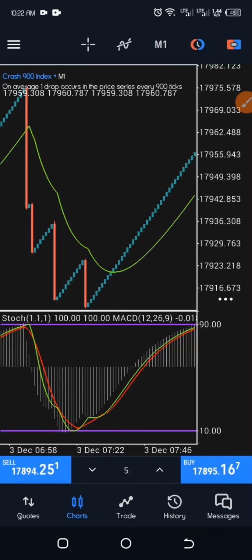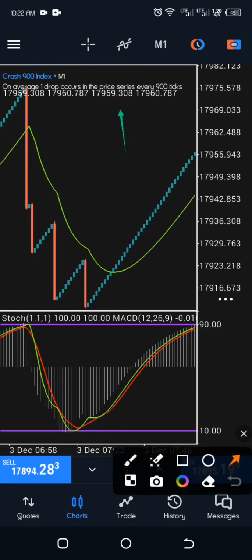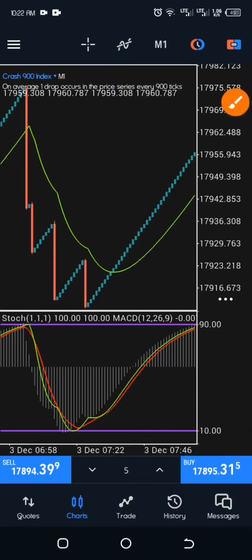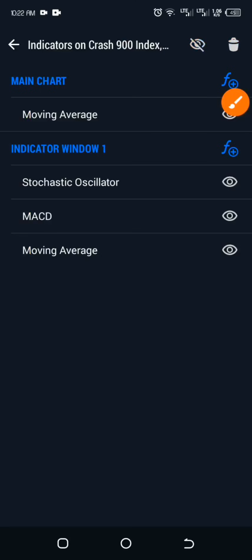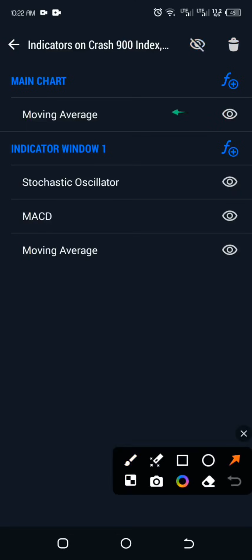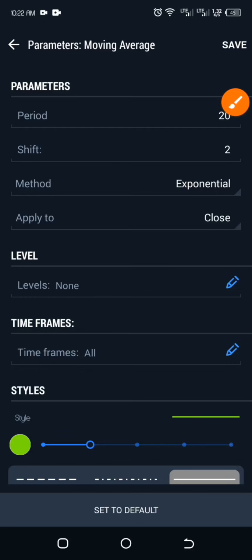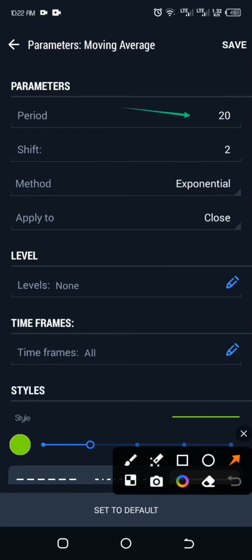Okay, so the first thing we are going to be talking about is the settings. And how do we get the settings? We go to the top right here to add our indicator. When we click on this, it's going to direct us to where we are going to be adding our indicator. So the first indicator is the moving average, and how do we add this? We click on this main chart F plus. When you click on it, these are the first parameters for the moving average. Now the period is 20, the shift is 2, method is exponential, apply to close, and for the style, use any color of your choice and click on save. Okay, so those are the settings we need for the moving average.